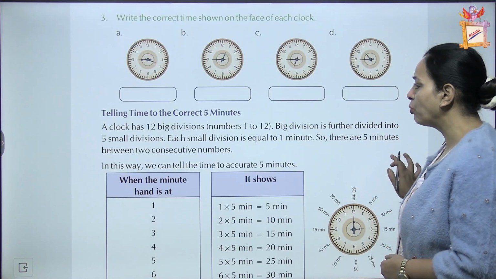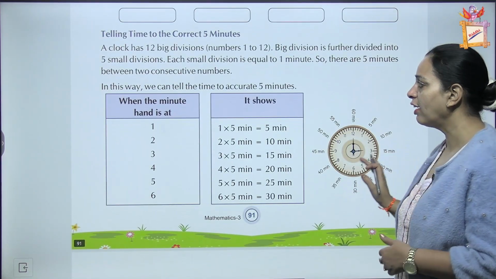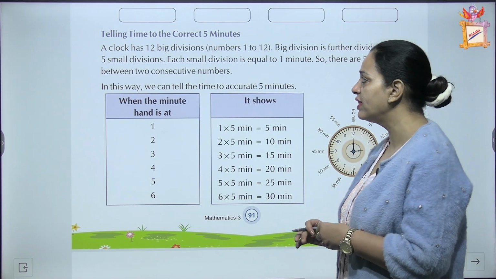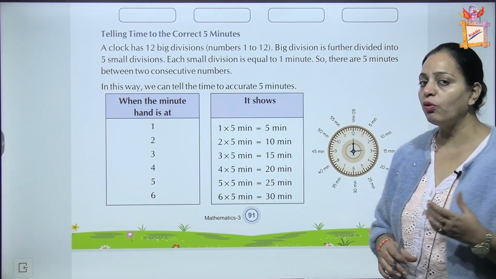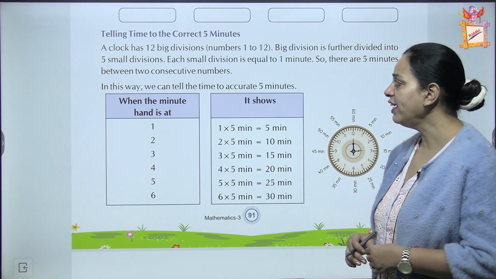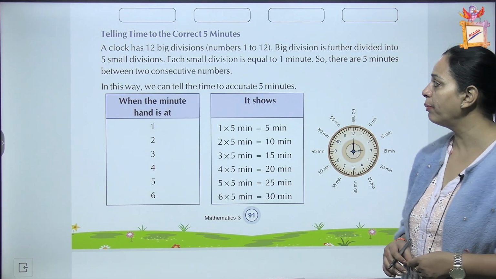Now, telling time to the correct 5 minutes. A clock has 12 big divisions, numbers 1 to 12. Each big division is further divided into 5 small divisions. Each small division is equal to 1 minute.